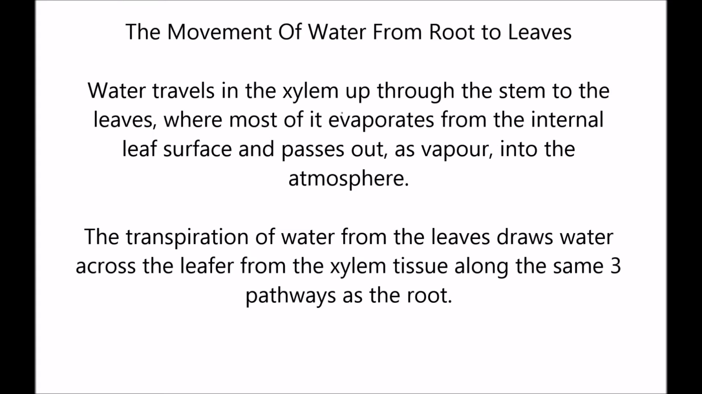The movement of water from root to leaves. Water travels in the xylem up through the stem to the leaves, where most of it evaporates from the internal leaf surface and passes out as vapour into the atmosphere. The transpiration of water from leaves draws water across the leaf from the xylem tissue along the same 3 pathways as the root, which are the apoplast, the symplast, and the vacuolar pathway.